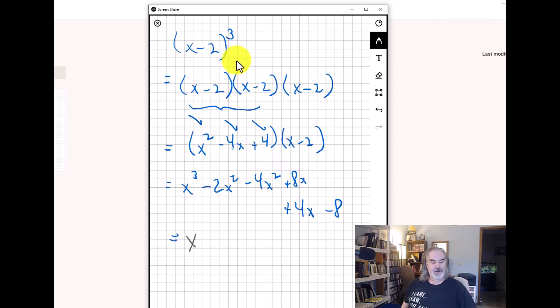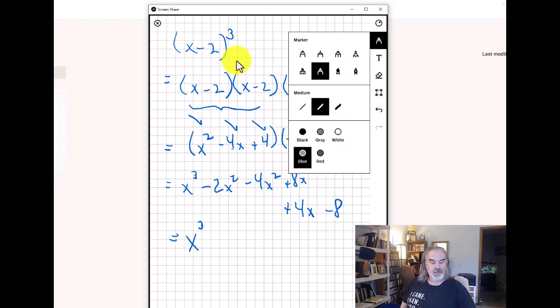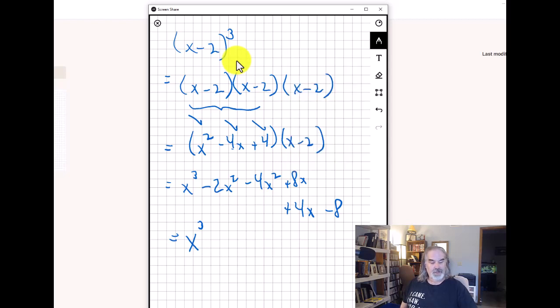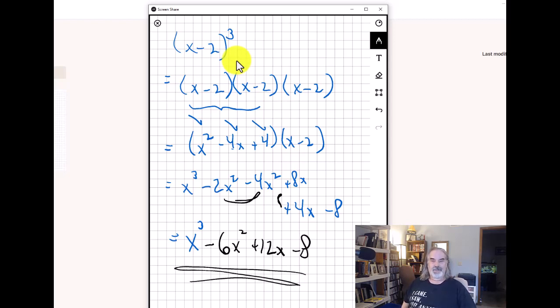So the x cubed is leading, and there's nothing to combine it with. How about these two terms together? Those are like terms. Altogether there's minus 6x squared. And then how about these two terms together? There's an 8x and a 4x. There's a plus 12x, and that leaves that lonely minus 8, bringing up the end. And there we go. That is the result of this.